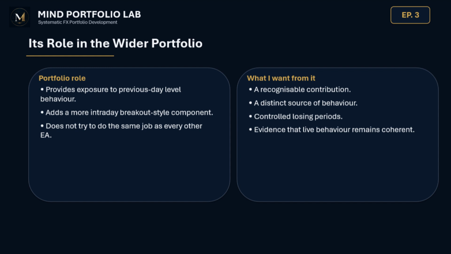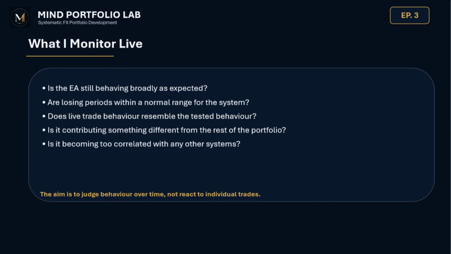When I monitor it live, there are a few things I care about. First, is the EA still behaving broadly as expected? Second, are the losing periods within a normal range for the system? Third, is the live trade behavior similar to the type of behavior seen in testing? Fourth, is it contributing something different from the rest of the portfolio? And fifth, is it becoming too correlated with any of the other systems? Those questions matter more than the outcome of one individual trade.